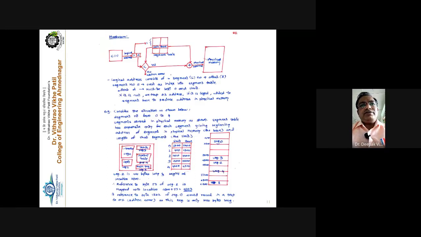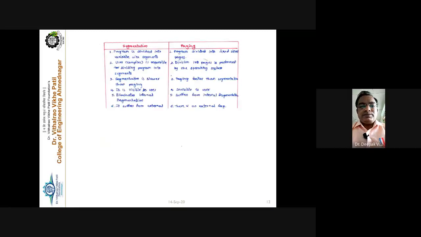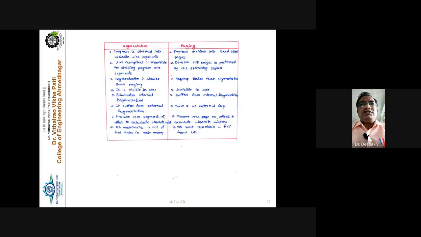In segmentation, an important point is that each segment's size is different. Segment 0 has size 1000, segment 1 size is 400, segment 2 size is 400, segment 3 size is 1100, and segment 4 size is 1000. So these are the different sizes of the different segments. Whereas in paging, each page has equal size. In segmentation, different sizes are there. We have also seen the difference between the segmentation scheme and the paging scheme.